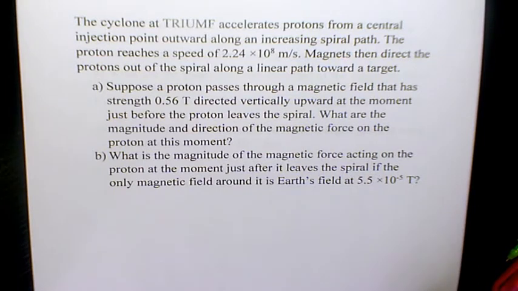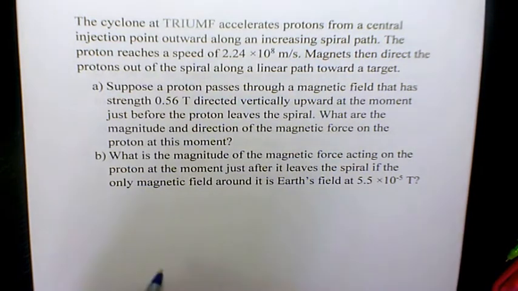Part A. Suppose the proton passes through a magnetic field that has a strength of 0.56 Tesla directed vertically upward at the moment just before the proton leaves the spiral. What are the magnitude and direction of the magnetic force on the proton at this moment?